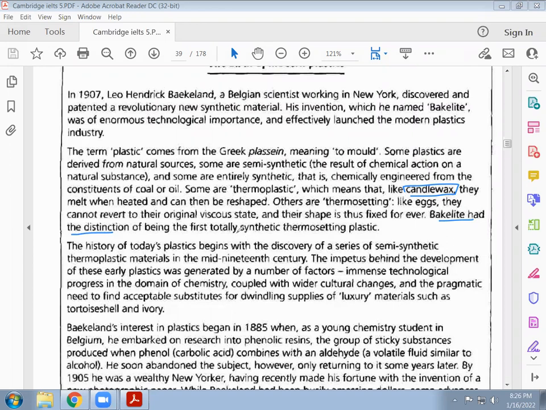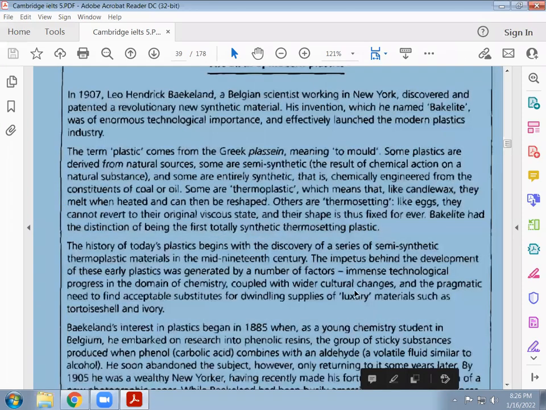And our circle word was entirely. Thermosetting plastic is already there. So what is the word same as entirely? Can I say totally and entirely? The words are the same. So what is the answer then? Synthetic. This is our answer number 2. Okay. Now going to the next question.